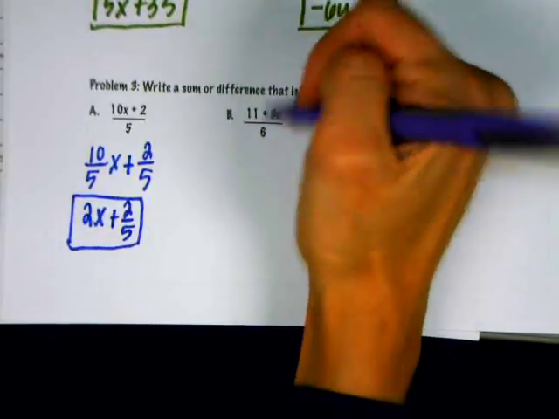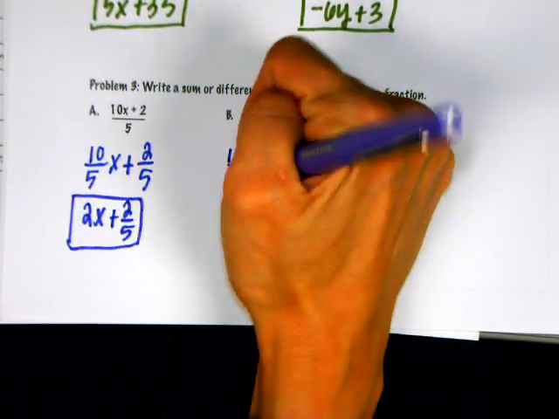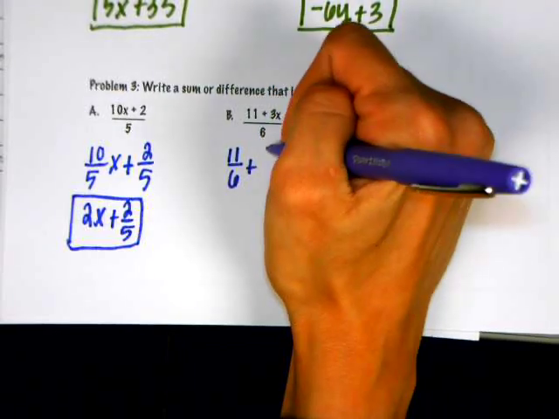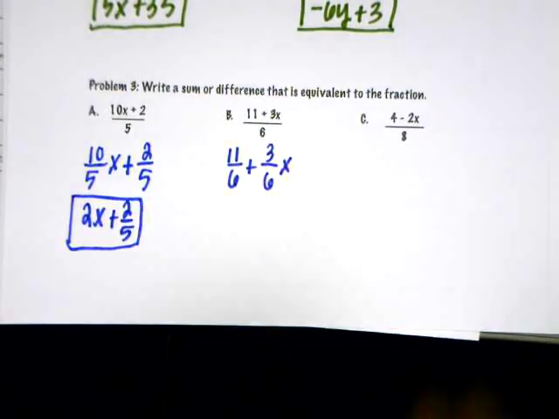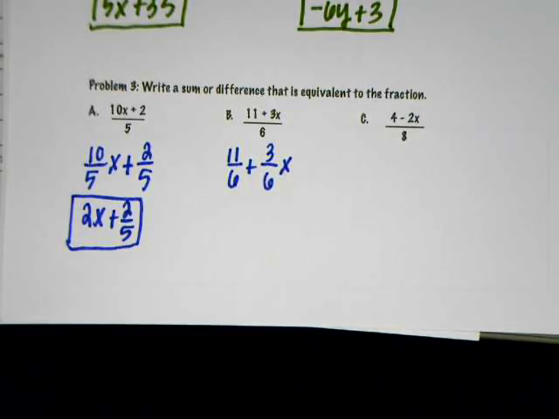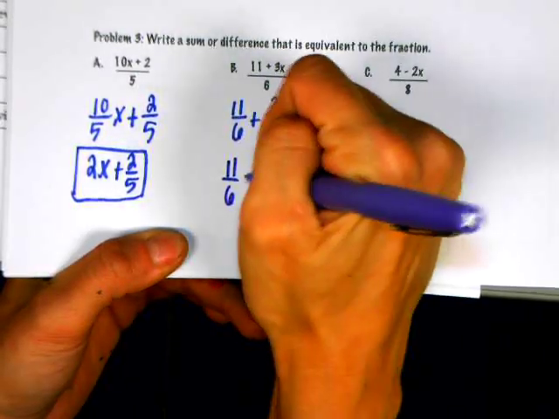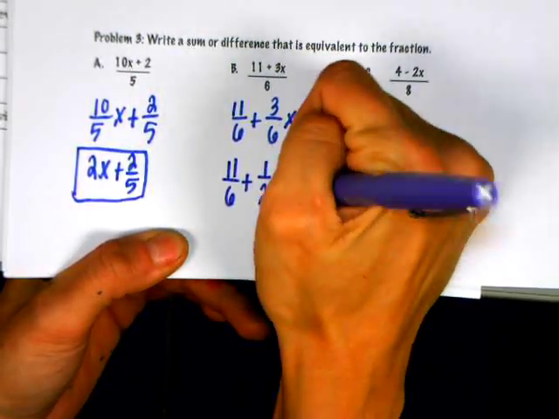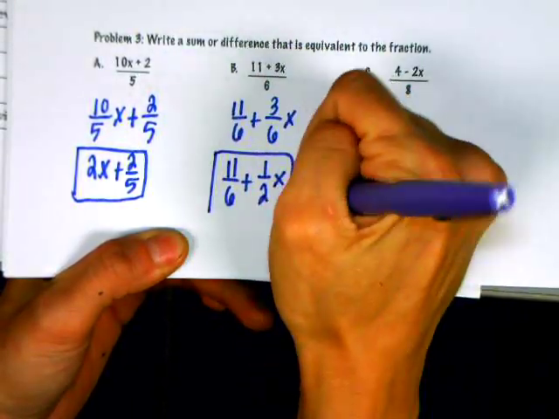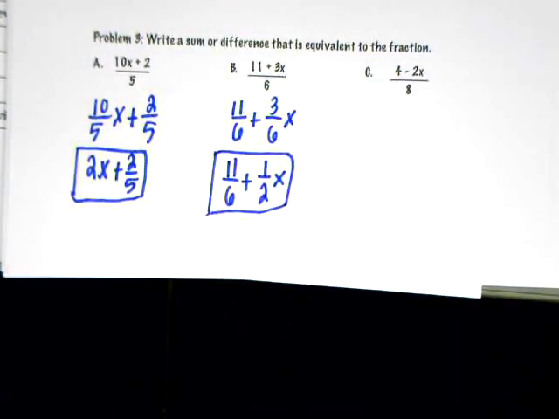Okay, so the next one, split it up, so you'll do 11 over 6 plus the 3 over 6x. 11 over 6 cannot be simplified, but 3 over 6 can. So we can do 11 over 6 plus 1 over 2x. We're going to use this skill for something. I know it seems weird, like why would we do it? But we're going to need it for something else we're going to do in a little bit, so that's why we're kind of touching on it.